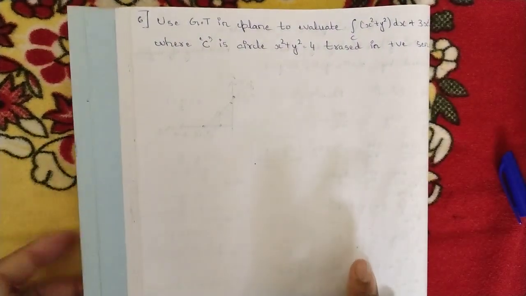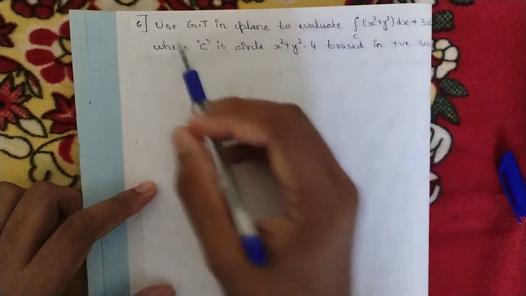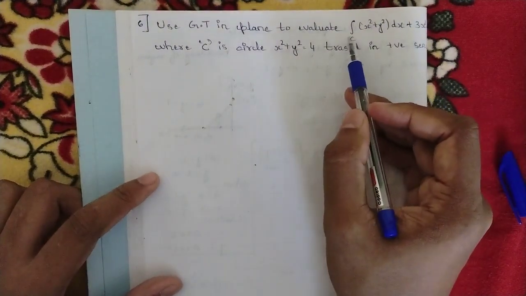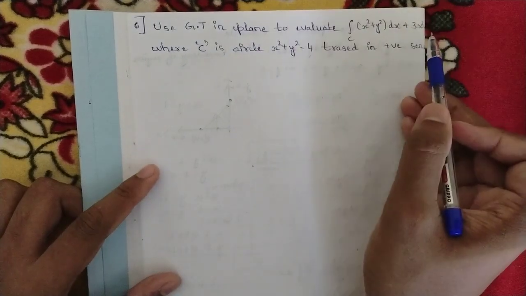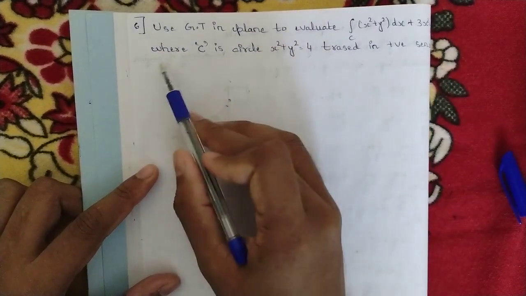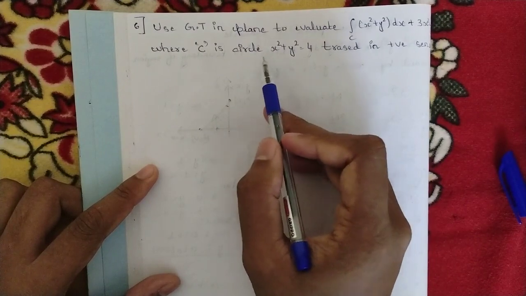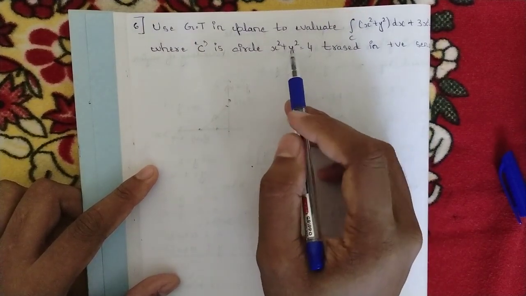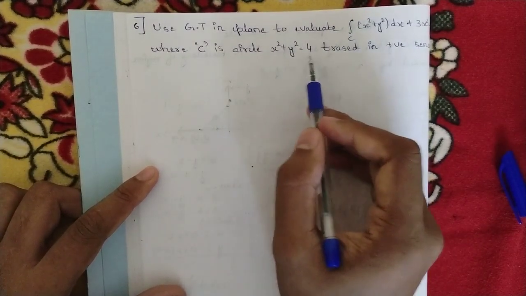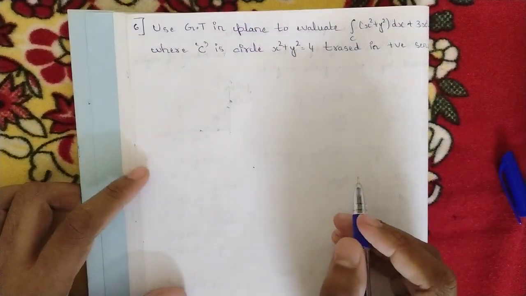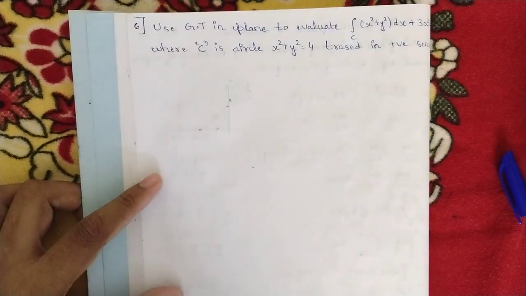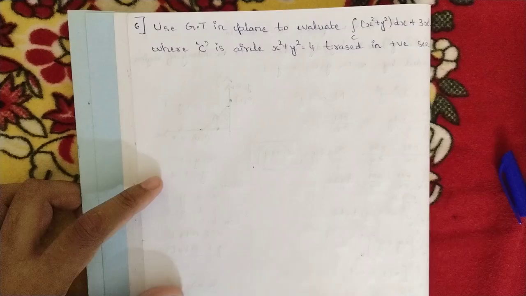Using Green's theorem in plane, this is the next question, to evaluate the integral of x square plus y square dx plus 3x square y dy, where C is the circle given by the equation x square plus y square equal to 4, traced in the positive sense. Here we don't have any semicircle, they have given the direct circle question. Now let us see how to solve this problem.